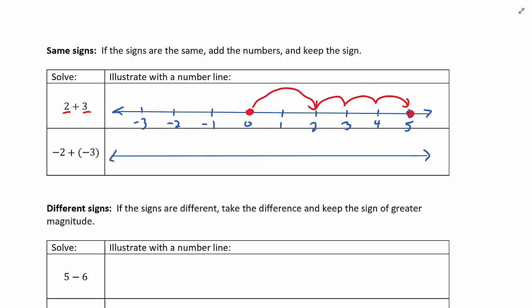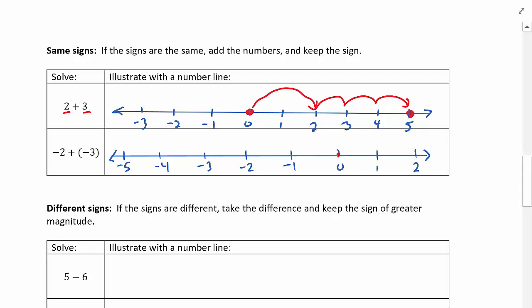Let's deal with the other one. Now we have -2, and we're going to add to that a -3. So same signs, both negative. We're adding them together. When we add numbers with the same sign, we keep that same sign. So here, of course, that's going to be a -5. So we want to make sure we put that on our line here. So let's start at -5, and we'll break it down. -4, -3, -2, so on and so forth.